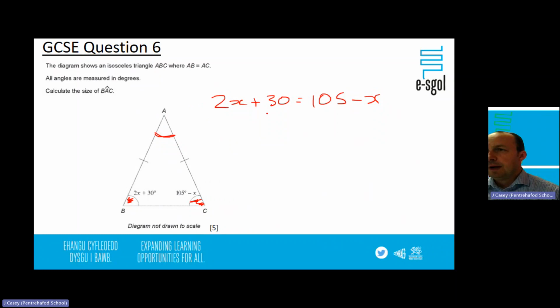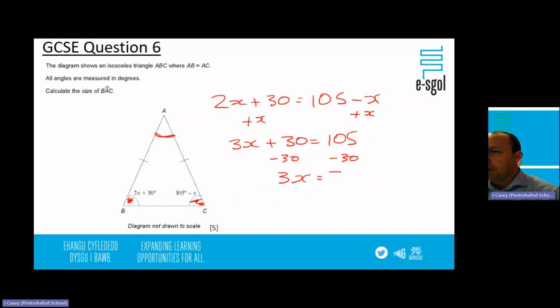Now, same as before, I'm going to try and tidy this up. So maybe I'm going to add x both sides to get rid of that minus x. So 3x, add 30 equals 105. And now I'm going to take away 30 both sides. So the value of 3x is equal to 105 take away 30, which is 75. Now divide by 3, divide by 3, the value of x is 25 degrees.